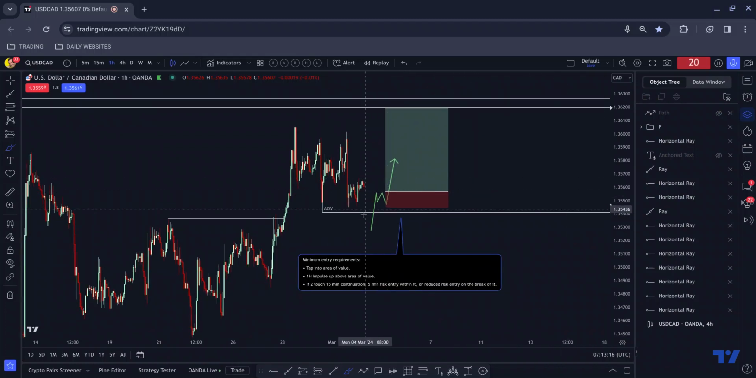So I'm just looking for price to tap below, tap back in, consolidate for a little bit longer to give me extra confirmation because of the risk factors involved, and that's what I'm going to be looking for.